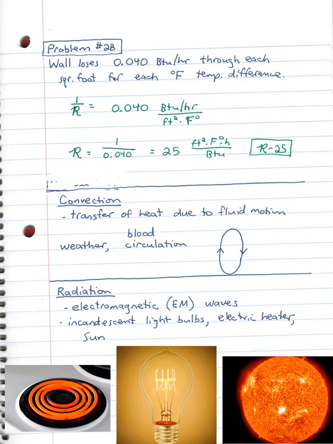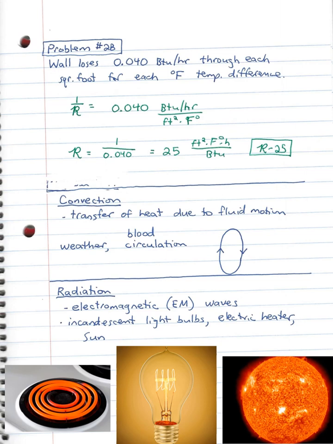So for example, we have problem number 28. It says that a wall loses 0.040 BTU per hour through each square foot for each degree Fahrenheit temperature difference. And that means that 1 over the R factor is 0.040 BTU per hour, feet squared, degrees Fahrenheit. We'll just take the reciprocal of that. So the R factor is 25. It's an R25 material. And again, there won't be any more on that said in this class.